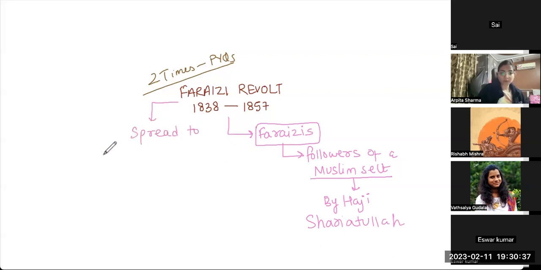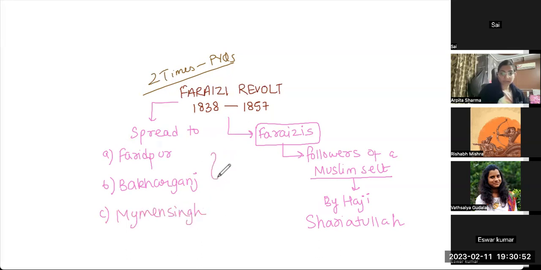It spread to Faridpur, Bakharganj, and write it down, Maimansingh. Now these areas were the districts of Bengal. So basically the revolts were happening in Bihar and Bengal so far. Odisha, Bihar and Bengal, districts of Bengal.